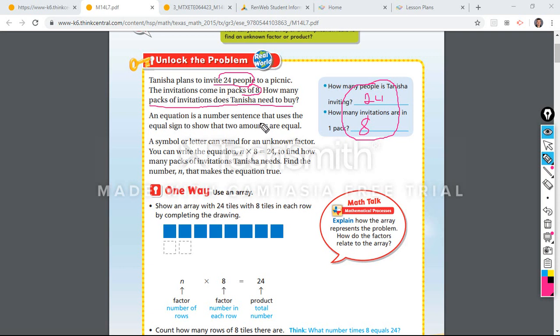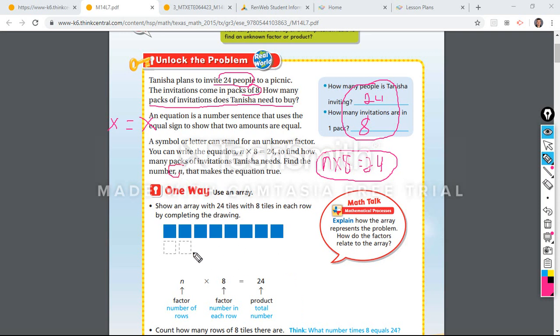And remember, an equation is a number sentence that uses an equal sign to show that two amounts are equal. So you'll have two amounts that are equal, and we use x for the missing number. Or in this case, a symbol or letter can stand for an unknown factor. You can use any letter or symbol, but for the most part, we'll be using x. But you'll see today we're going to be using n, and you'll see different symbols and letters used. So you can write an equation: n times 8 equals 24. Okay, so I need to figure out what n is, how many packs I need to buy. And you should already start seeing a relationship between those two numbers here. So we need to find out how many packs of invitations Tanisha needs to buy. So we're going to find the number n.